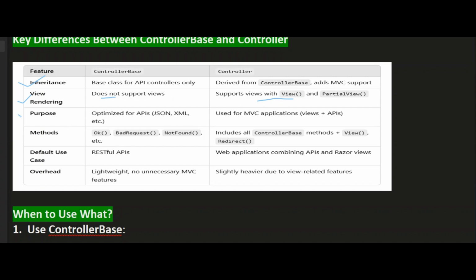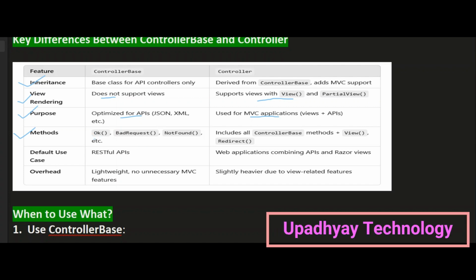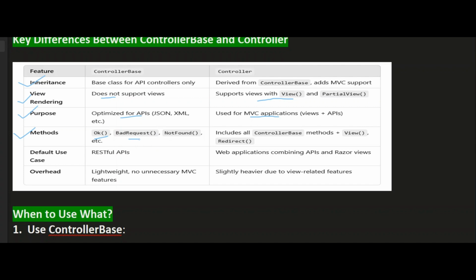Purpose. ControllerBase: optimized for RESTful APIs that return structured data like JSON or XML. Controller: used in MVC applications where you might need to return both API data and HTML views. Methods. ControllerBase provides API-related methods such as Ok, BadRequest, and NotFound for standard HTTP responses. Controller includes all ControllerBase methods and adds web-specific methods like View and Redirect.